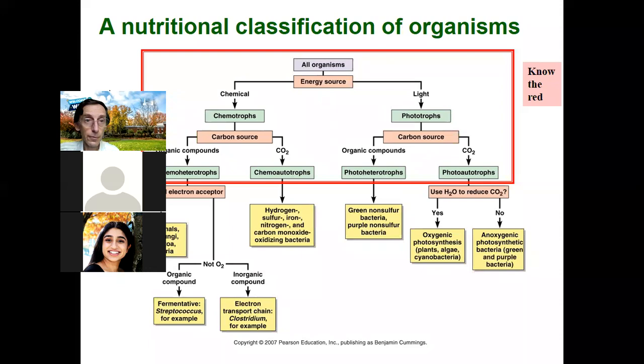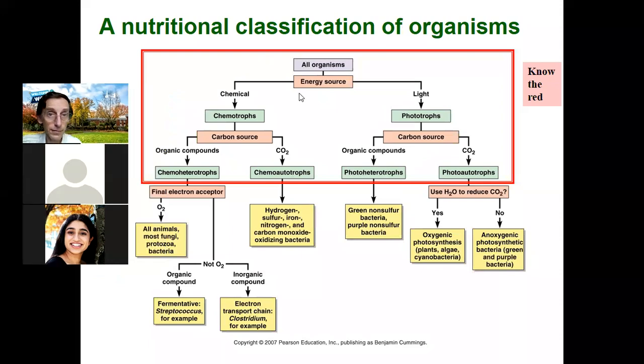We can classify all organisms by their energy source. If they get their energy need from a chemical source, we call them a chemotroph. And we can further separate the chemotrophs based on their carbon source. If they get their carbon from an organic chemical compound, they are a chemoheterotroph. If they get their carbon from CO2, then they're a chemoautotroph.